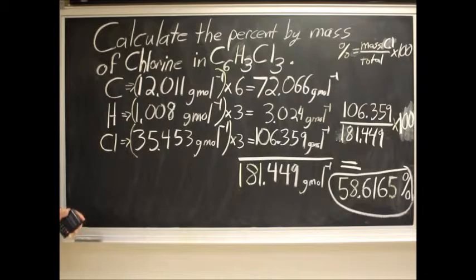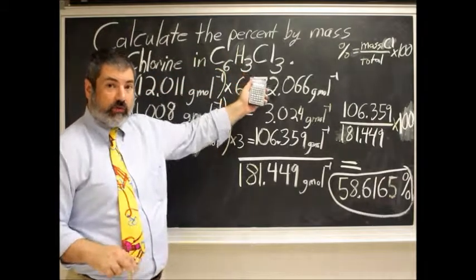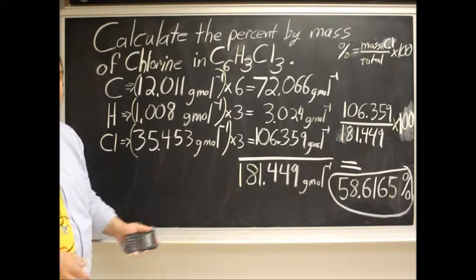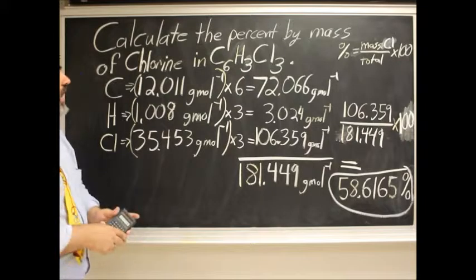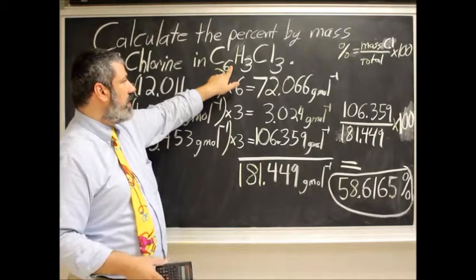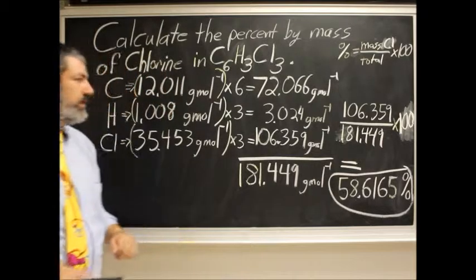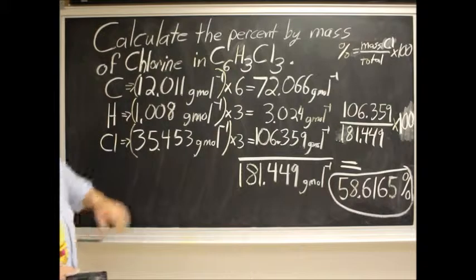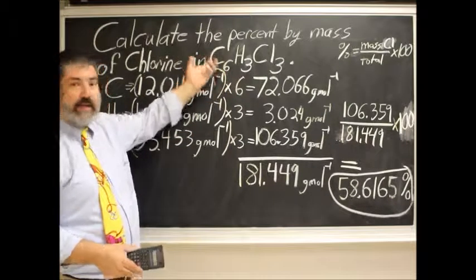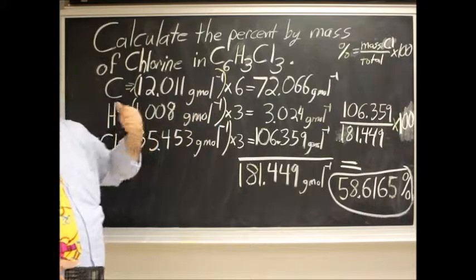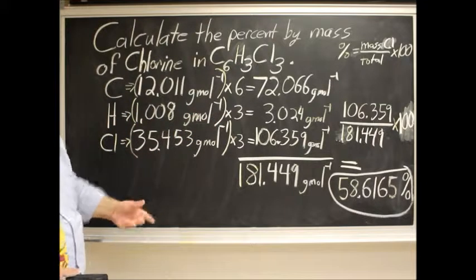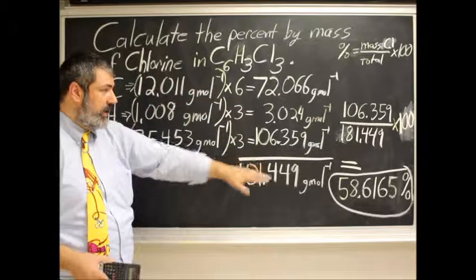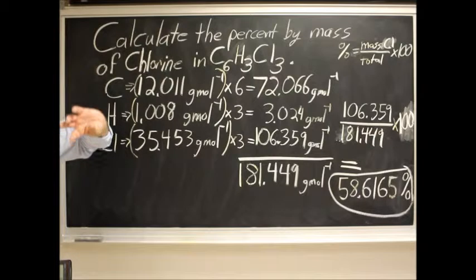So a problem like this, again, very straightforward, very useful, because this is the type of analysis that's done when you have some chemical compound and you're trying to figure out what it is. So if I analyze this compound and it's got 58.6165% chlorine, that's consistent with this formula. If I did an analysis of another unknown and it told me I had 23% chlorine, that would not be consistent with this chemical formula. But in this case, we're given the formula and we want the percentage. But it could be turned around.